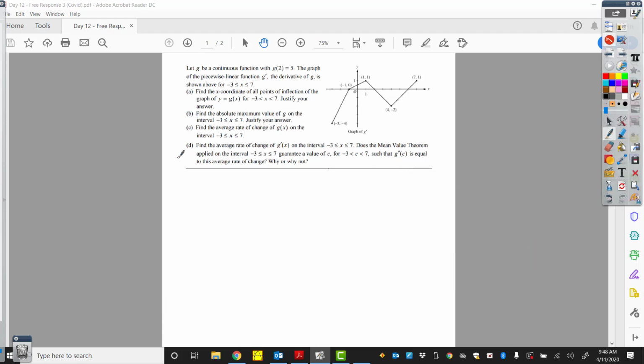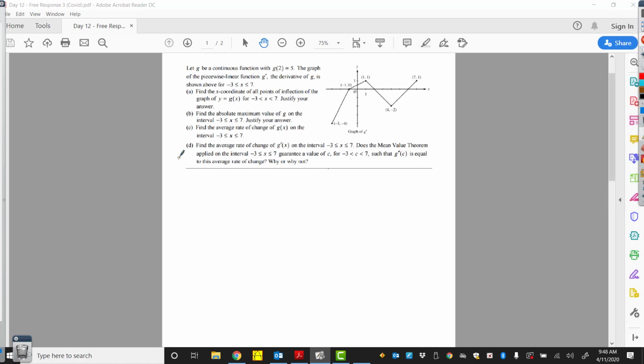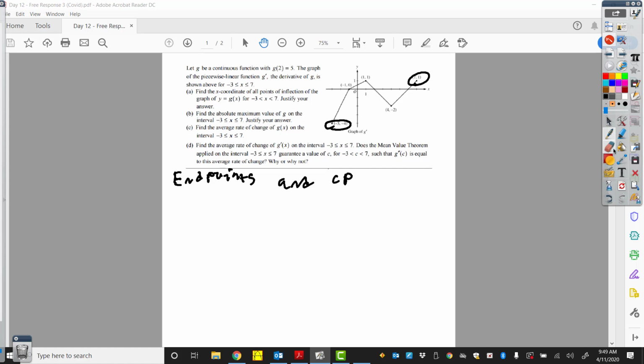Okay, let's move on to part B. Find the absolute maximum value of g on the interval from -3 to 7. Justify your answer. Now, absolute maximum means we have to consider two things: endpoints and critical points. Okay, our endpoints are easy. That's -3 and 7. Critical points are a little bit tougher because remember, we're looking at the graph of g.